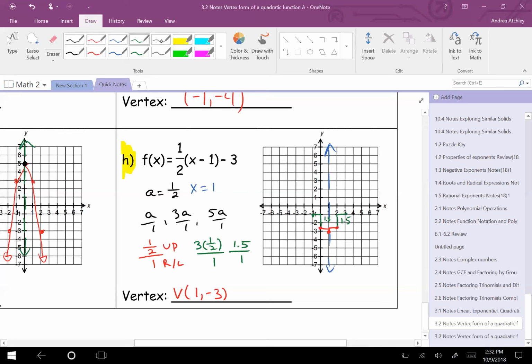Okay, the next one is then going to be 5 times 1/2 over 1. What's half of 5? 2.5 over 1. So from this, I'm going to go up 2.5, and over 1. From here, I'm going to go up 2.5, and over 1. And so my parabola is going to look like this.